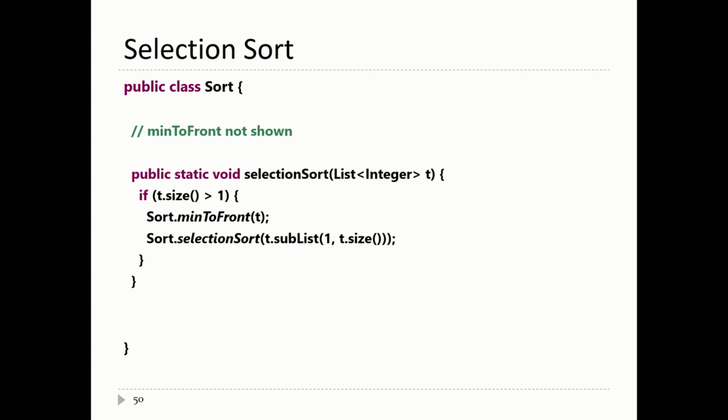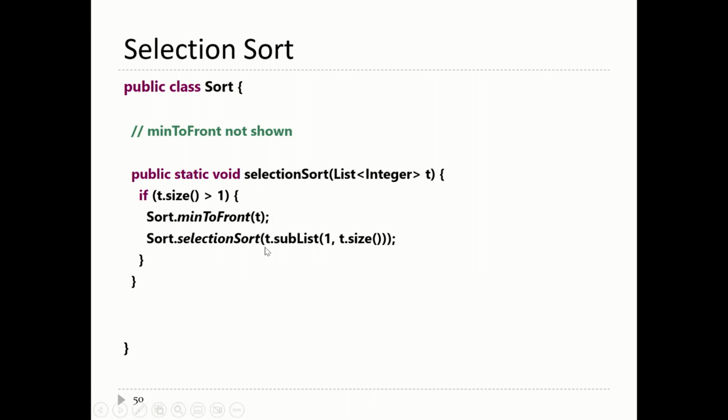I can go to min to front and count the number of operations if I wanted to. Again, it's recursive, so it's a bit of a problem. But if you think about it for a second, to move the smallest element in a list to the front of the list, I look at each element in the list, find the smallest one, and move it. So that's going to take a number of operations that's proportional to n. In other words, that step there is in big O of n.